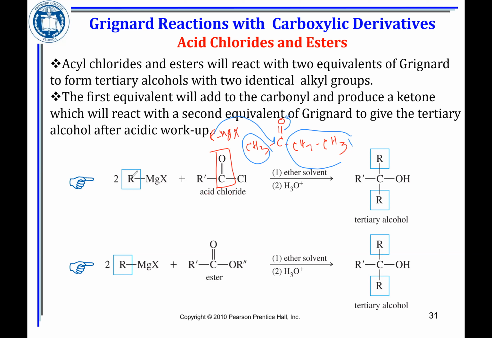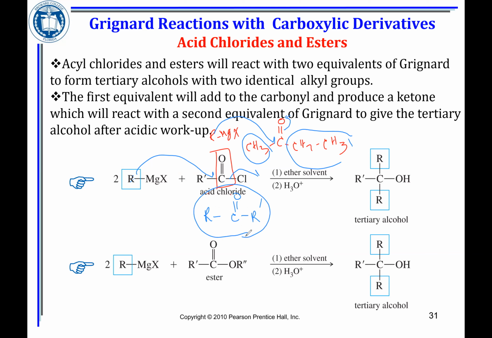When the alkyl group from the Grignard attacks acid chloride, we do have a leaving group. So this is going to leave. When it does leave, you have an intermediate, and the intermediate that you get is going to be R. A new bond between R and the carbonyl is going to form. So you get R, C=O double bond, and then the R prime.